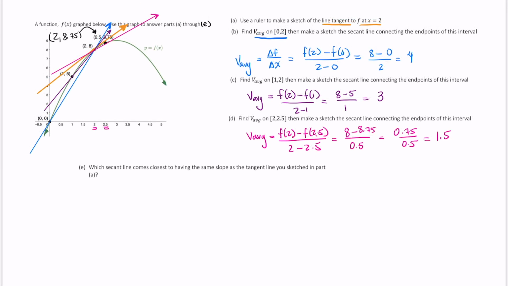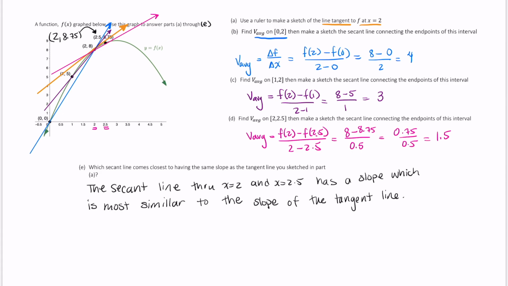Now this brings us to part E. Which secant line comes closest to having the same slope as the tangent line we sketched in part A? Well, the secant line through x equals 2 and x equals 2.5 has the slope most similar to the slope of the tangent line. So a key takeaway: as our interval of inputs here gets smaller and smaller, so we were this long, then we were this long, then we were about that long, the slope of the secant line approaches the slope of the tangent line.